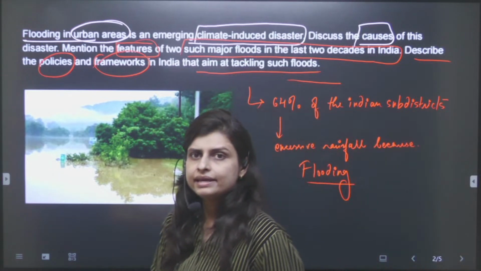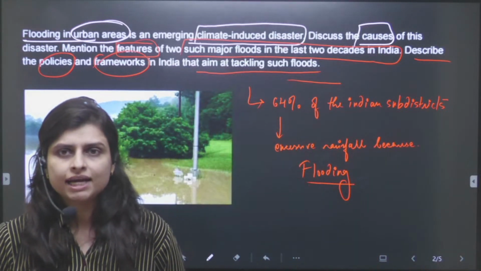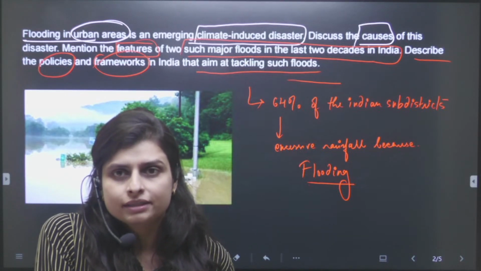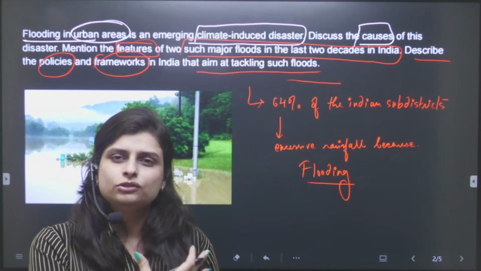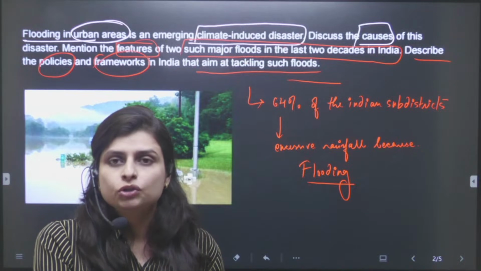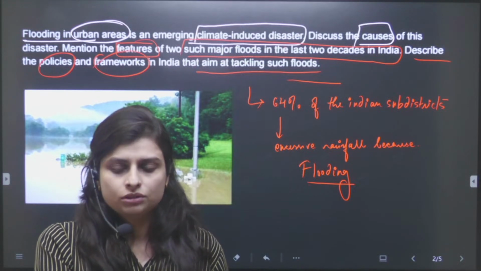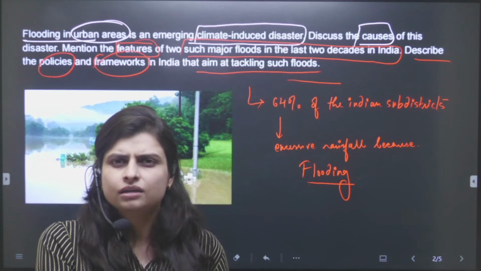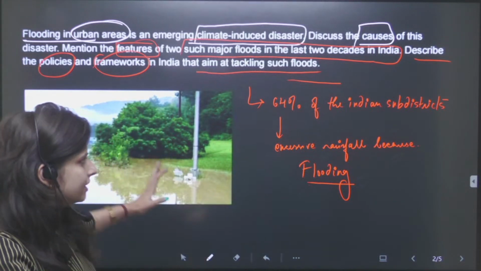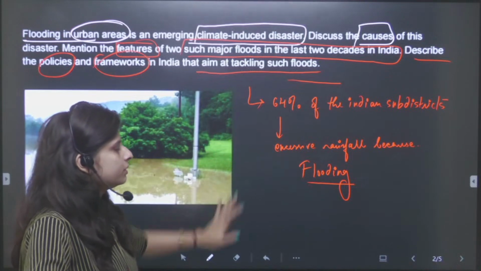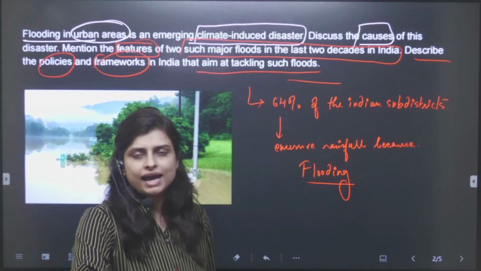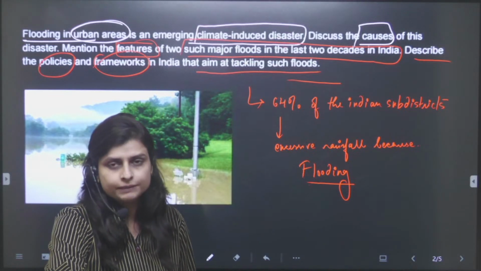Now, I would prefer you to go with the stats. Why? Because probably this is the reason why we always do current affairs. So the examiner should also know that okay, the person knows about the current scenario, the person knows about the current situation, and then we are talking relevant facts about it. So as I gave you this number, that 64% of the Indian sub-districts are experiencing excessive rainfall, and because of which there is a lot of flooding.